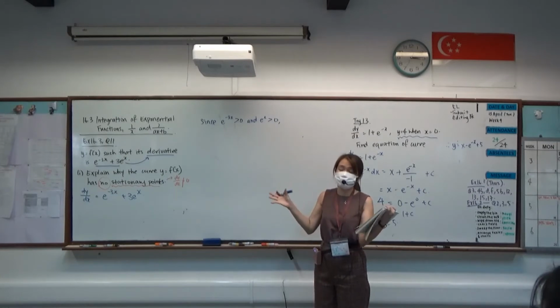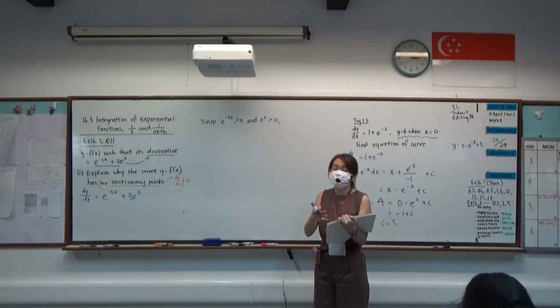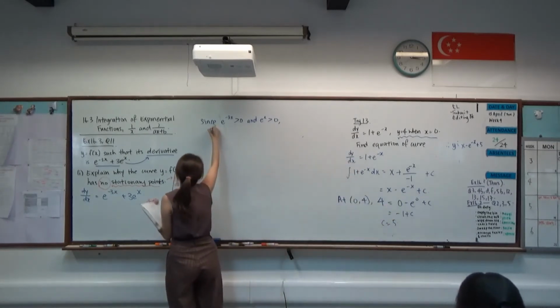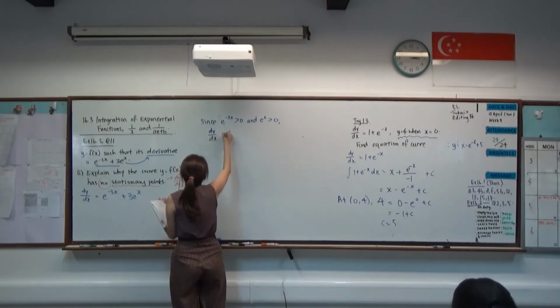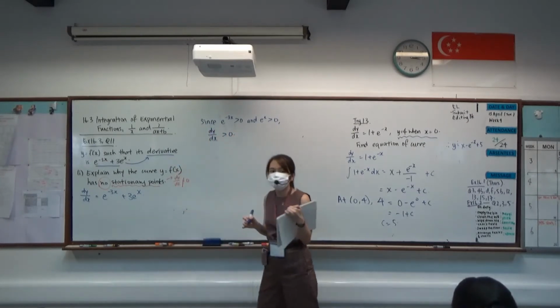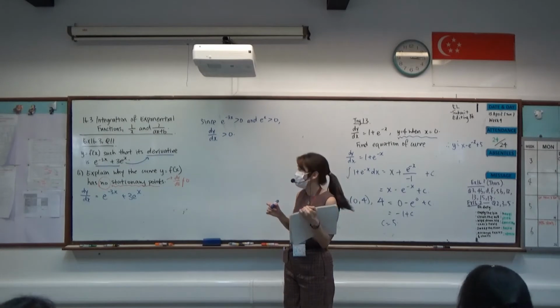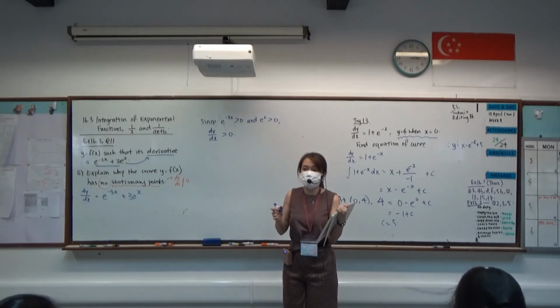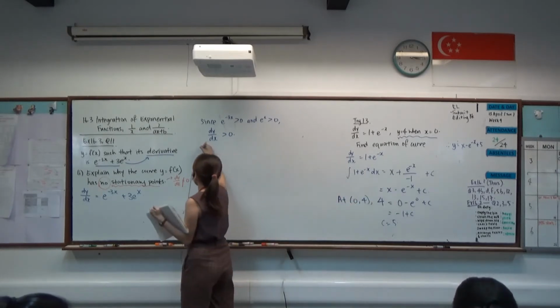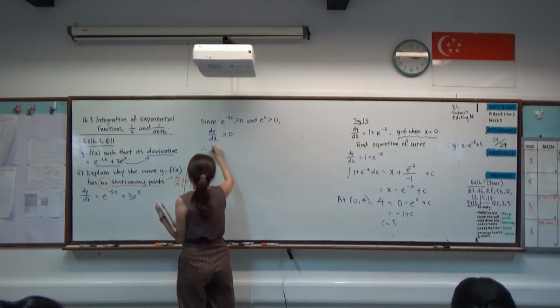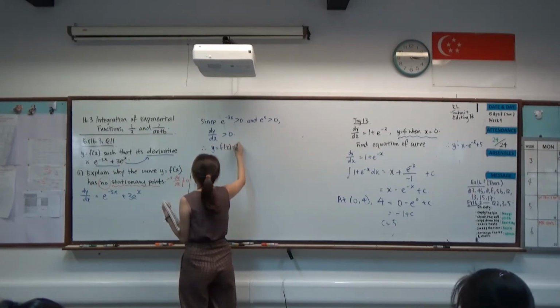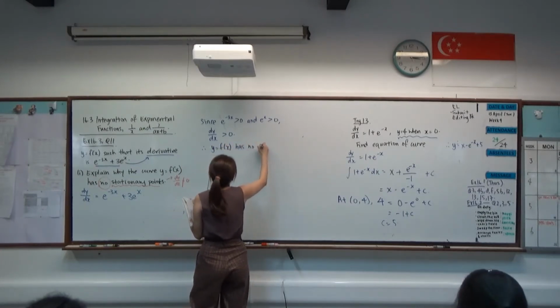surely having both be more than 0, if you add them up, dy over dx will be more than 0. Because it is more than 0 and not equal to 0, we can conclude that, therefore, y equals f(x) has no stationary points.